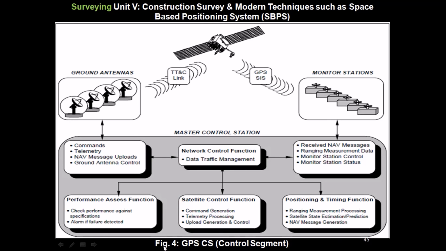So figure 4 shows the GPS control segment. Here the satellite is there, here is the TTC link, here is the GPS system, here are the ground antennas, and here the monitor stations. So the ground antennas will go here, and this is the master control station, and the monitor stations will go here. So the figure shows the GPS control segment, the CS.